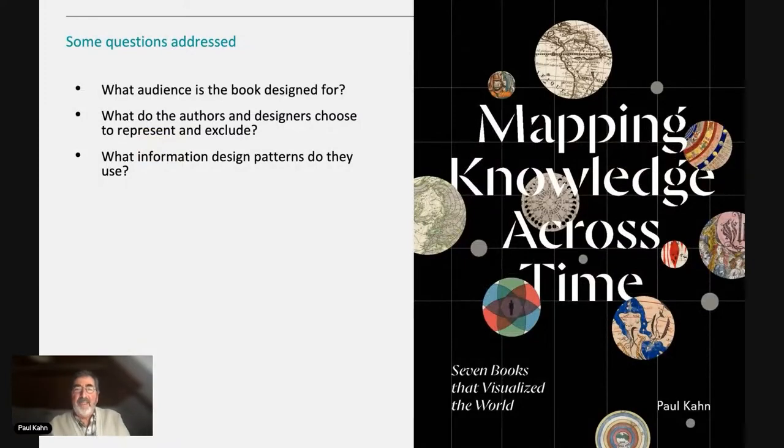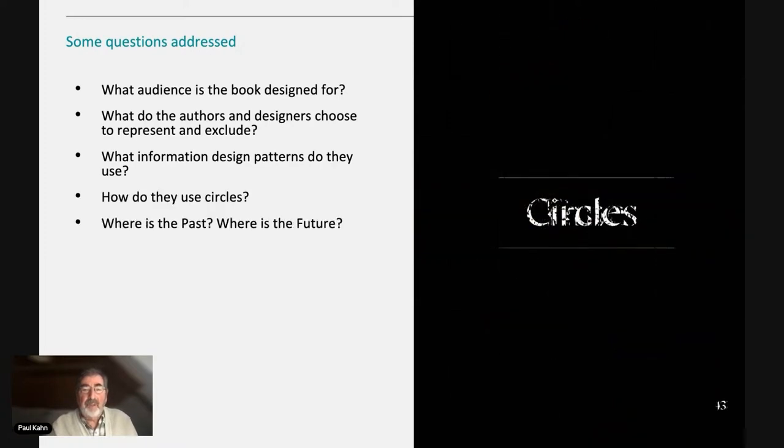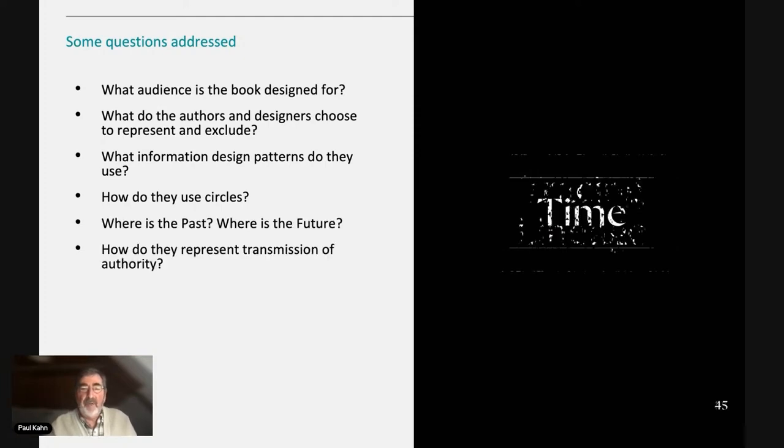So I try to ask certain questions when I do this. What audience are these books designed for? What do the author and designer choose to represent, and what do they exclude? And what information design patterns do they use? How do they use circles? Where is time? Is there a past? Is there a future in this representation?